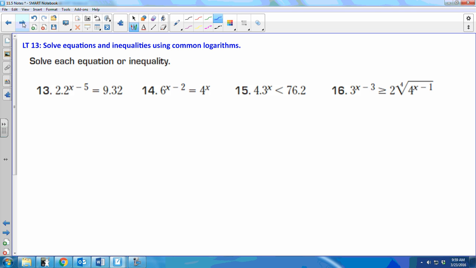So I'm going to have to use logs and use log properties. Okay, so how you would solve this first one? You would take the log of both sides. So you would get log of 2.2 to the x minus 5 equals the log of 9.32.